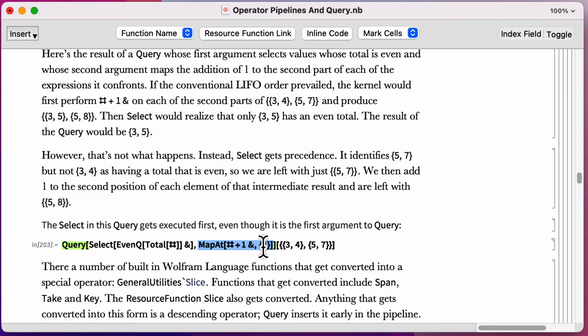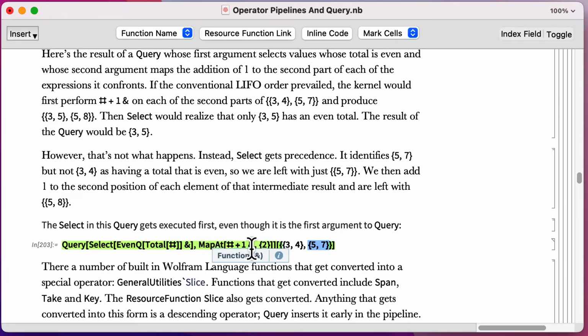So supposing the select is executed first, well, let's look at each of these. There's 3 and 4 and 5 and 7. The total of 3 and 4 is 7, which is odd, so that wouldn't be picked. The total of 5 and 7 is even, so that would be picked.